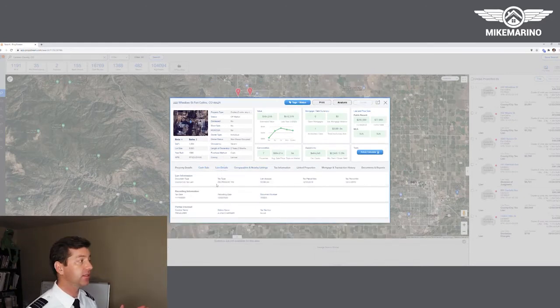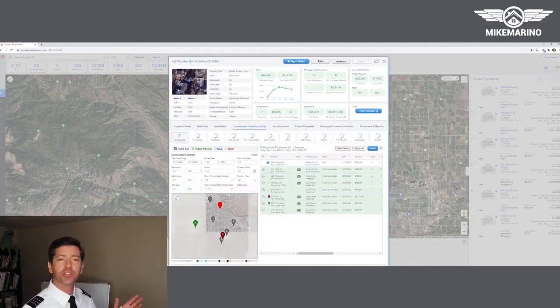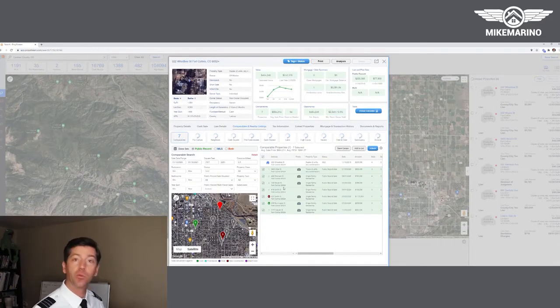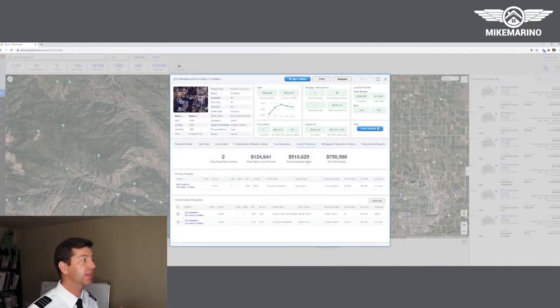Lien details. They're delinquent on their county taxes by $3,000. Tells me the date. We could search for comparables to find out what the real worth is that we can pay. Here's their tax information, linked properties. What if this property has a problem? They might be able to solve that problem by selling one of their other properties. And here they are, 222, 226, by the same owner.